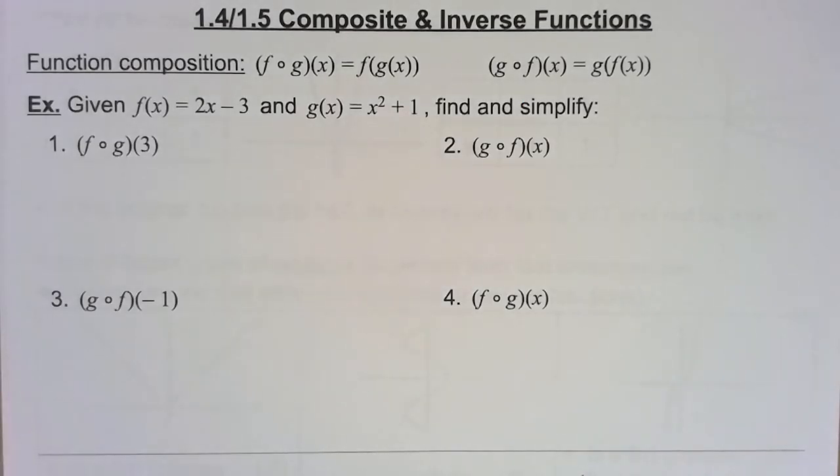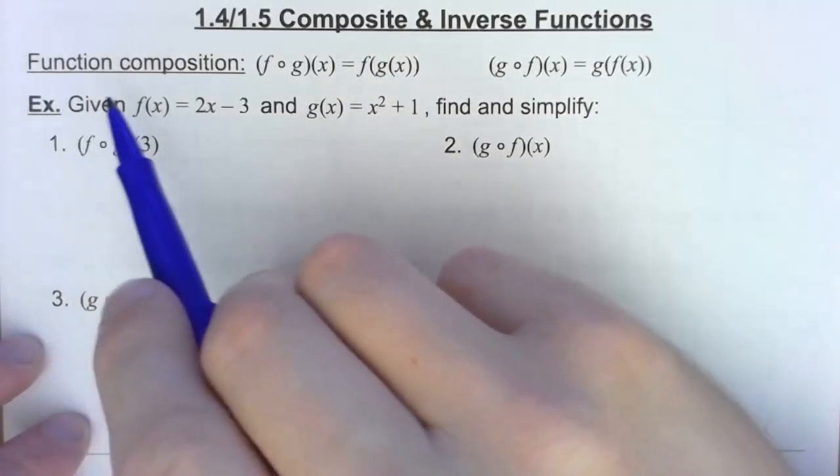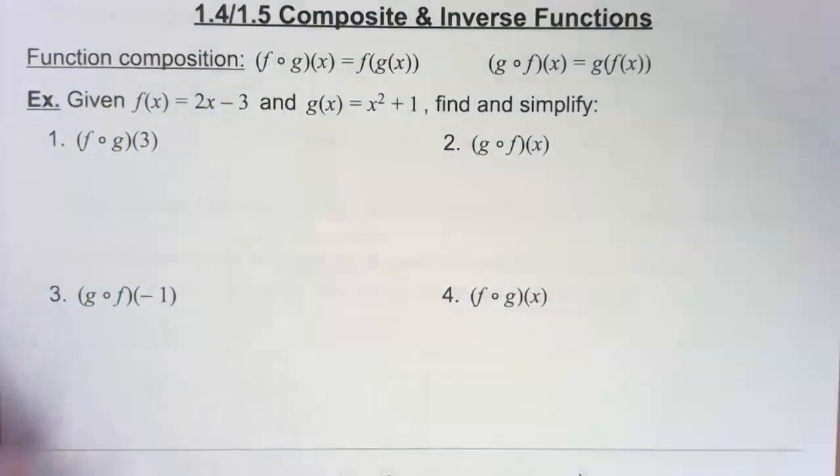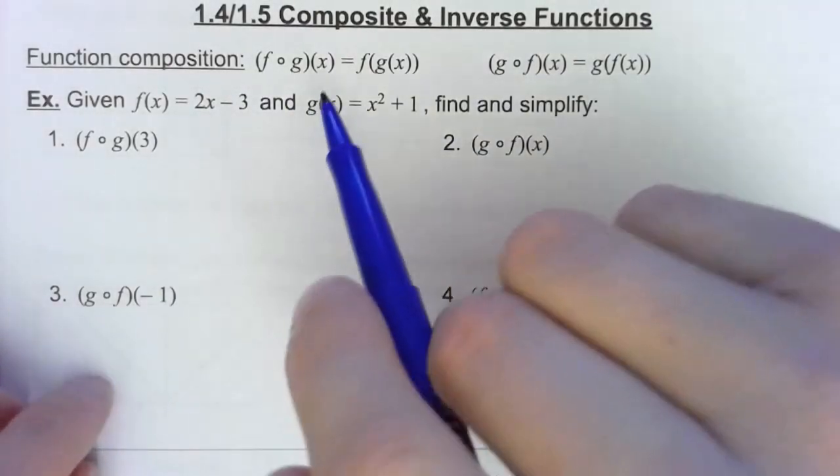So we're looking at two different special types of functions today. The first is called composite functions, which we get from doing what we call function composition, which means just putting two different functions together. So you're plugging one function into another function. You should have done a little bit of this in Algebra 1.